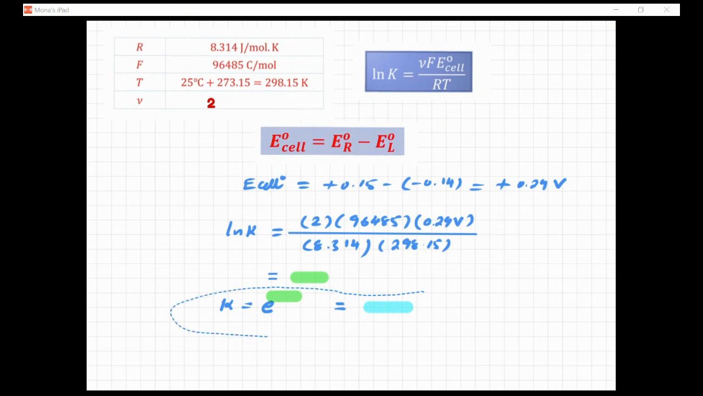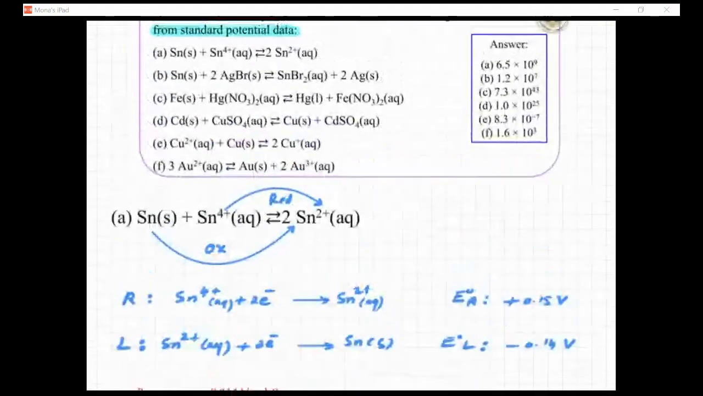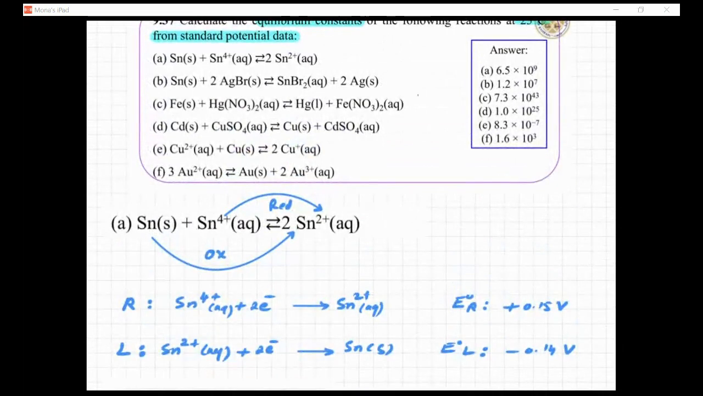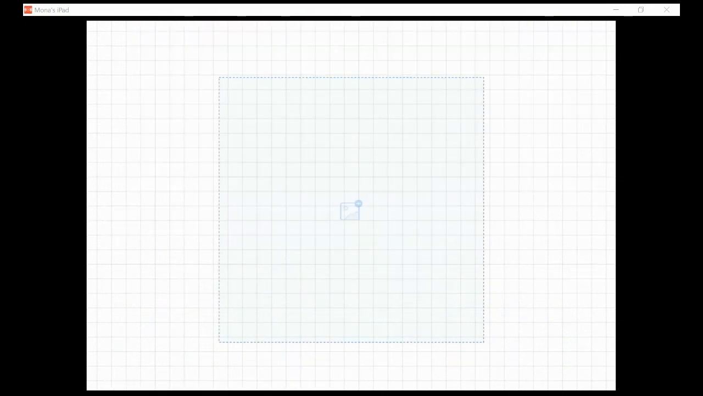Now, of course, another question in the same problem, another part, for example part B. You could see the answers given here. For example, part A is supposed to be equal to this value, more or less. Let's see here what we have.